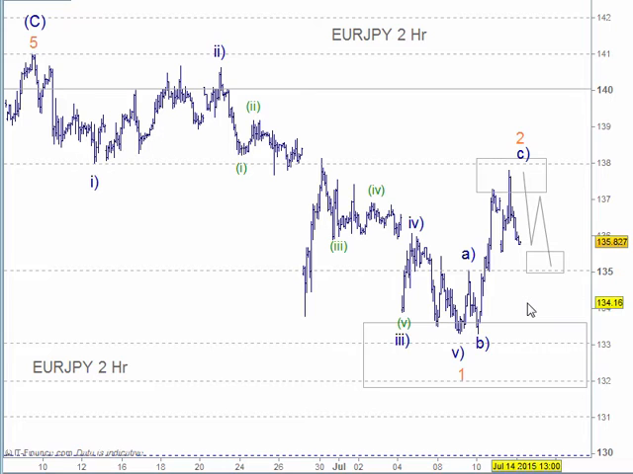So if it's an impulse wave, let's just say that it's 5 waves up, then the 61.8% is back at 135.